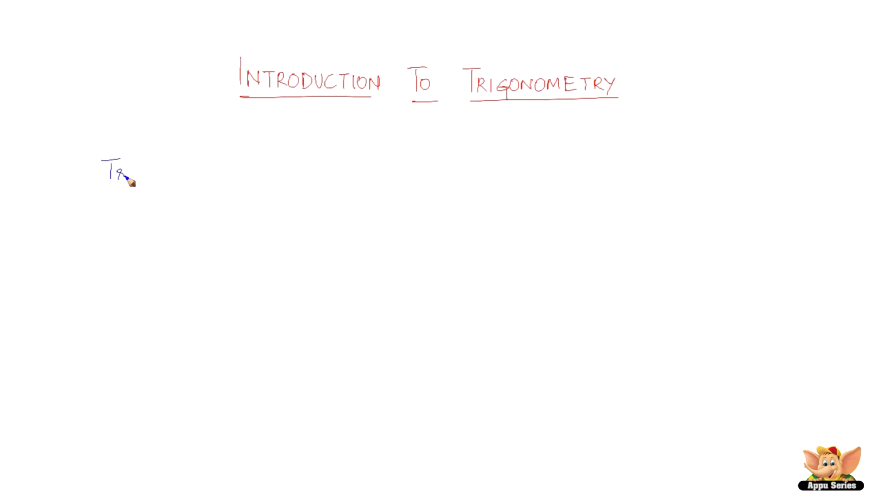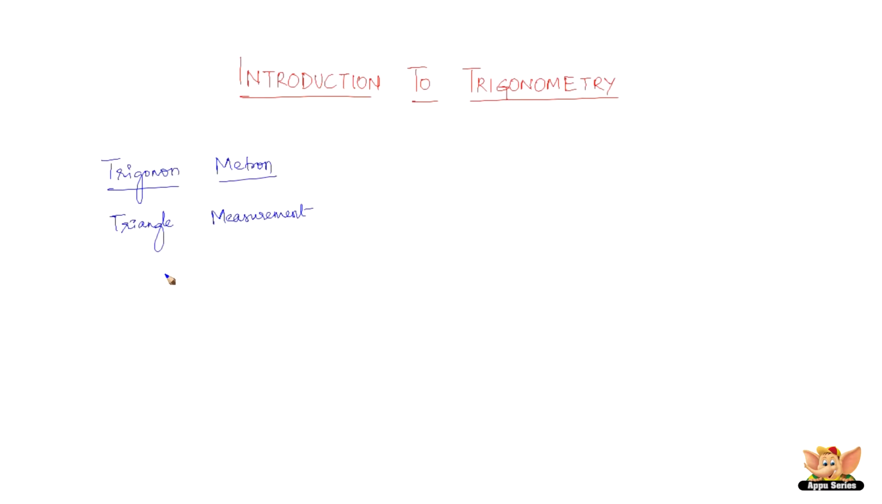One is trigonon, and another one is metron. The word trigonon means triangle, and the word metron means measurement. And these words, trigonon and metron, are Greek. So, trigonometry, as far as the word is concerned, is measurement of triangles.